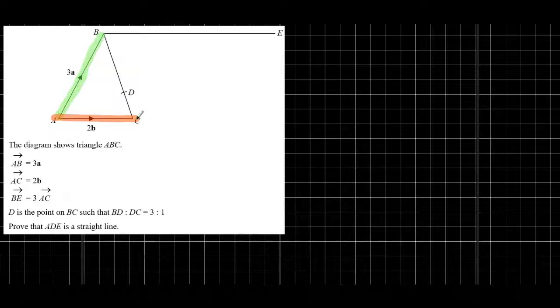Vector BE is 3 lots of AC. I'm just making notes of that. So 3 lots of AC. AC is 2b, so 3 lots of 2b. So that would give us 6b.